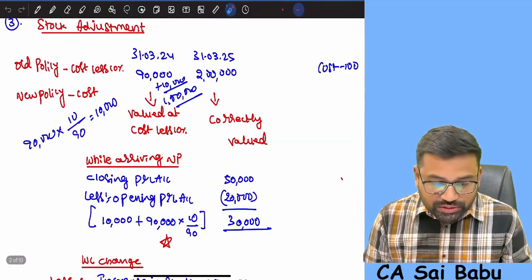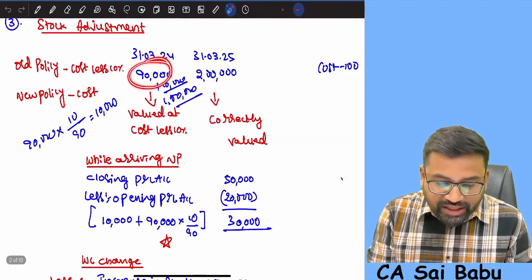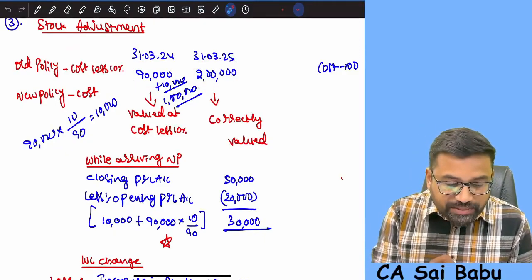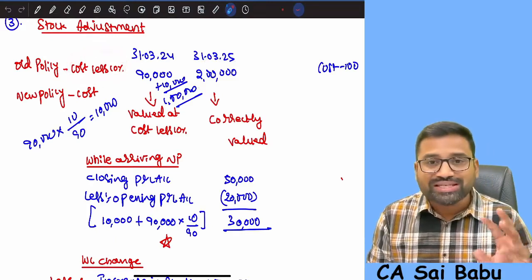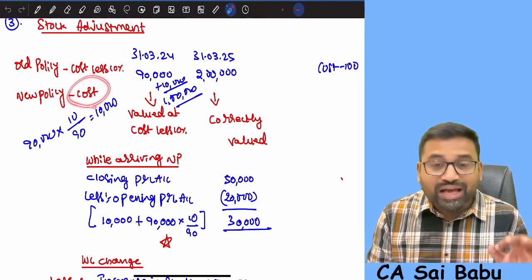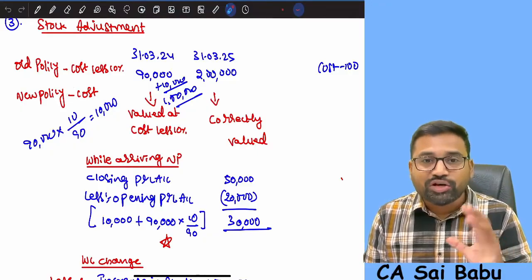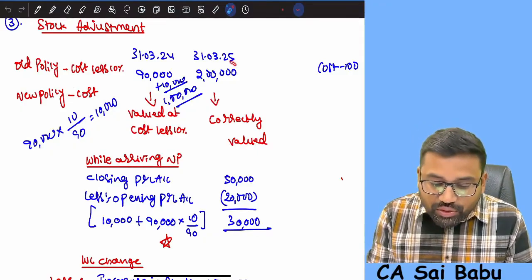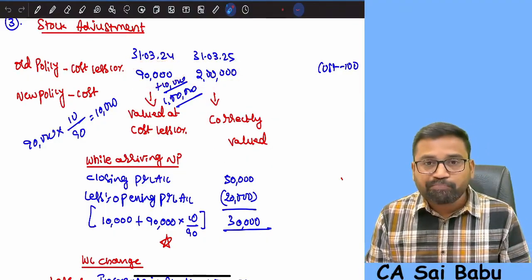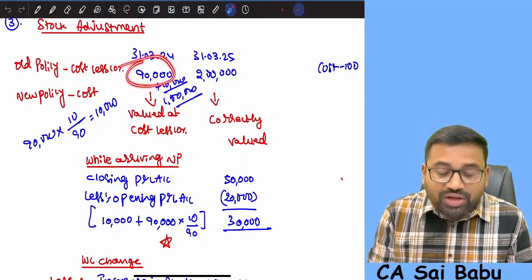Sir, suppose your opening stock is 90,000 given, sir. Your closing stock is 2 lakhs given. This company has the policy of valuing the stock at cost less 10%, sir. But now they want to follow the correct policy, that is valuing inventory at cost. And this closing stock 2 lakhs they have correctly given, but opening stock they have not given correctly. Now this is at cost less 10%.